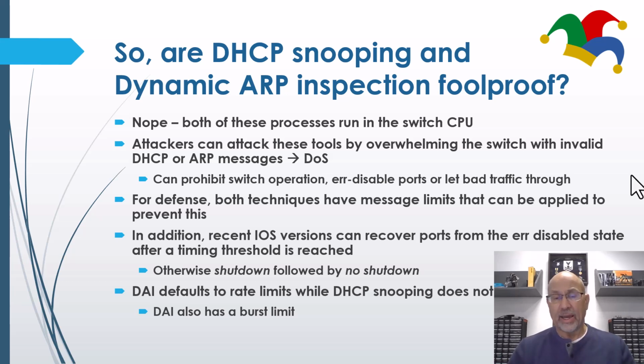Now, DAI automatically defaults to using rate limits, but DHCP snooping does not. So you'll have to set those if you want to use those. Now, DAI also has a burst limit, which says, not only am I worried about getting a certain number of messages, but I can also be worried about whether or not I get a certain number of messages per unit time. So there's a burst feature as well. And this becomes important to us when we look at the chapter questions.